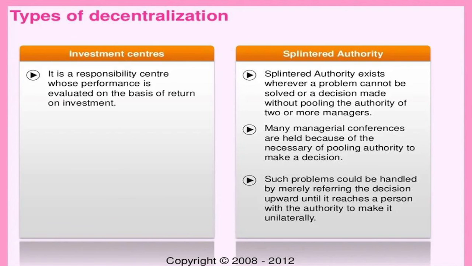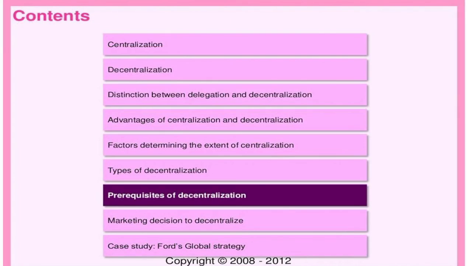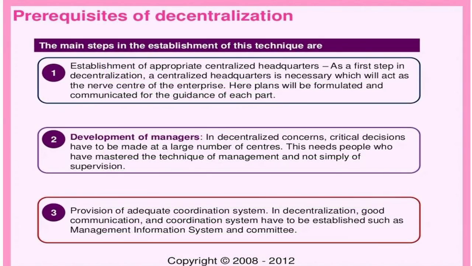Types of decentralization, you look into that. Another one is prerequisites for decentralization. First, establishment of appropriate centralized headquarters. Geographical location is one of the points for decentralization. In decentralization, centralized headquarters is necessary, which will act as the nerve center of the enterprise. Most of the software companies are in Hyderabad, where some companies have their head offices, because they thought that controlling the software subunits from Hyderabad is very easy.